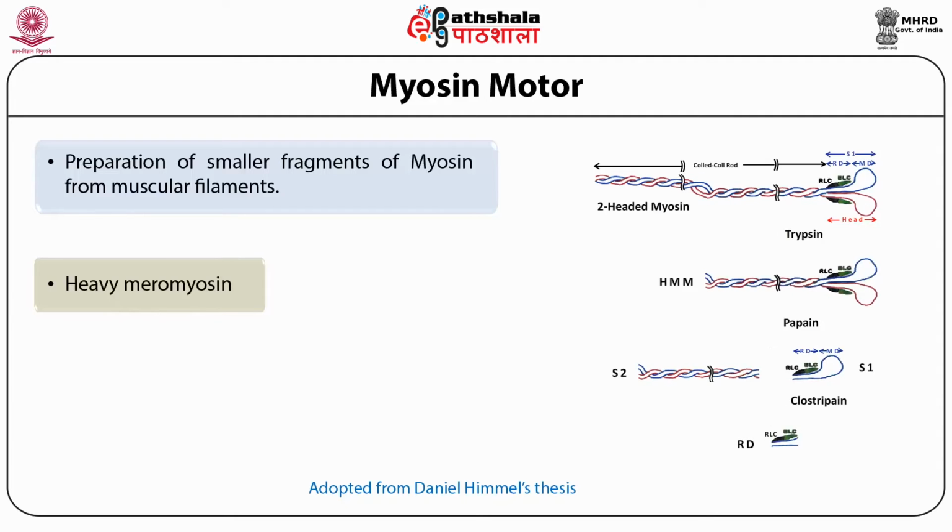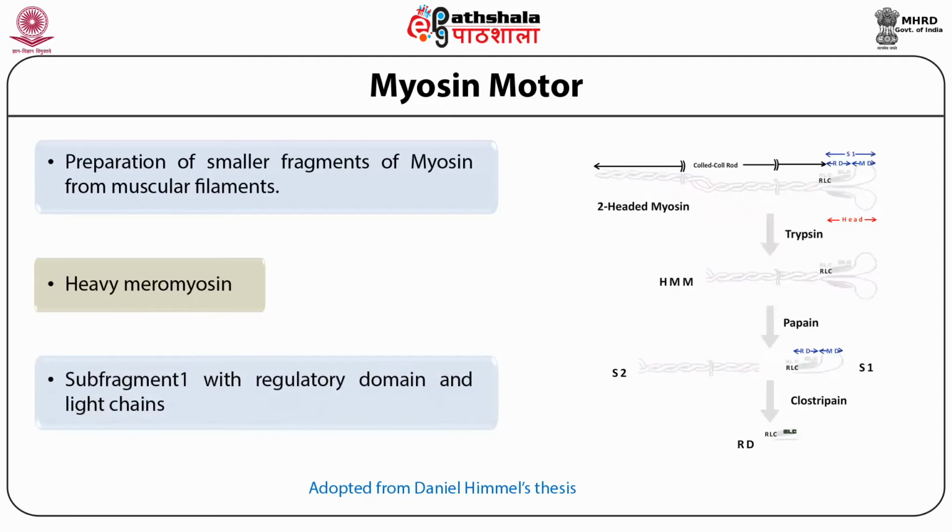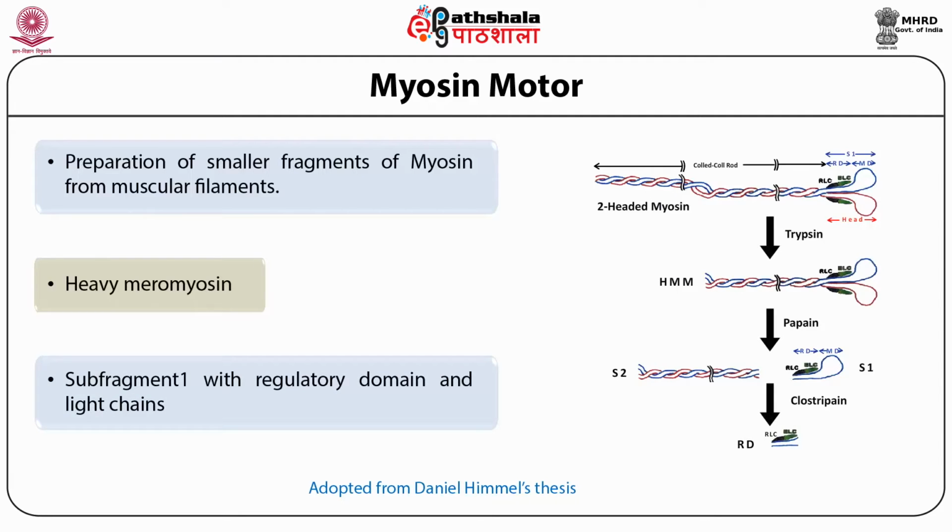For structural or crystallographic studies, further digestion is done with papain, a regulated digestion, which leads to subfragment 1. Now, subfragment 1 has the whole motor domain and the 2 light chains, and the long coiled-coil domain, the S2 fragment, is separated out. It could be further digested by proteases, which gives only the regulatory domain and the motor domain separately. Most of the earlier structural studies were done on subfragment 1.